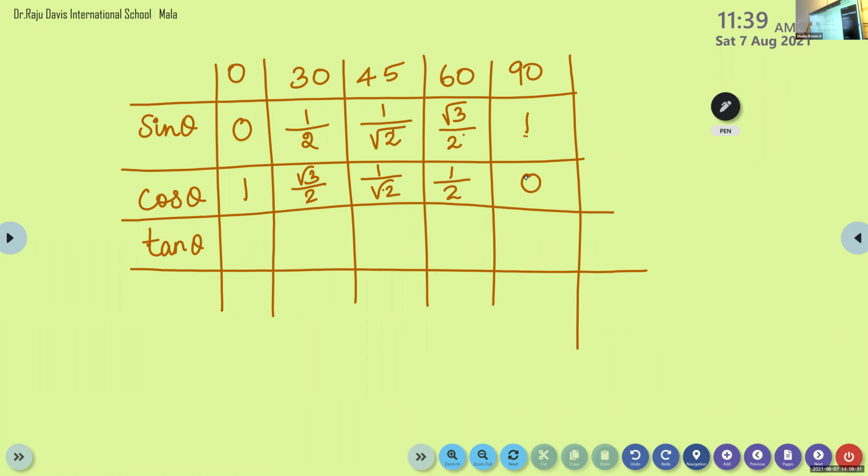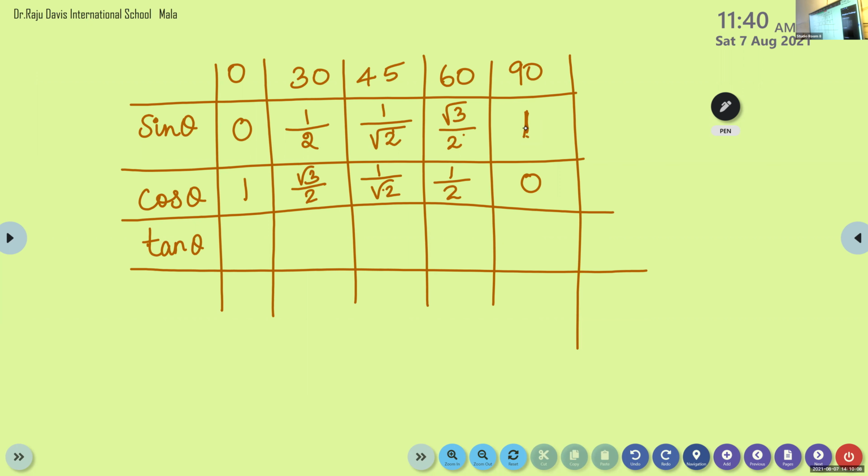Sin 0 is 0, sin 30 is 1 by 2, sin 45 is 1 by root 2, sin 60 is root 3 by 2, and sin 90 is 1. And for cos, what we do? We write it from the end. For sin 90 it is 1, so here we get cos 0 as 1. Cos 30 will be the same as sin 60. Cos 45 will be the same as sin 45. Cos 60 will be the same as sin 30. And cos 90 will be the same as sin 0.